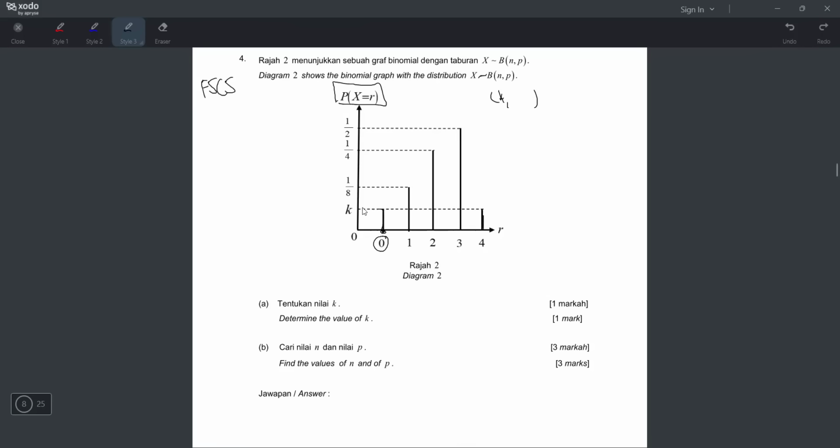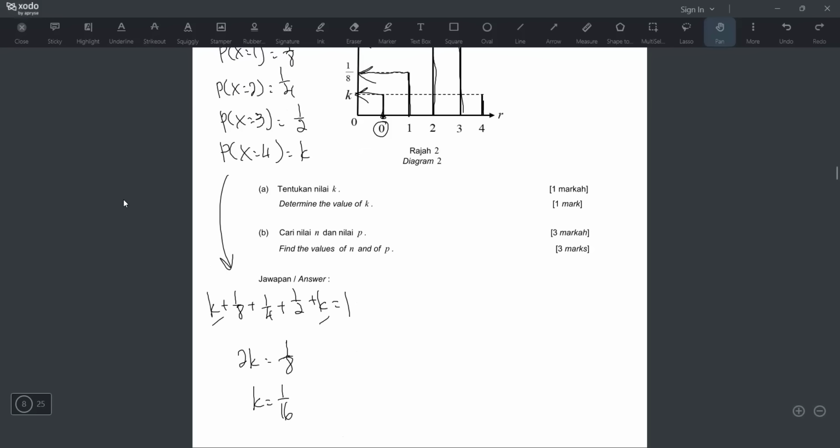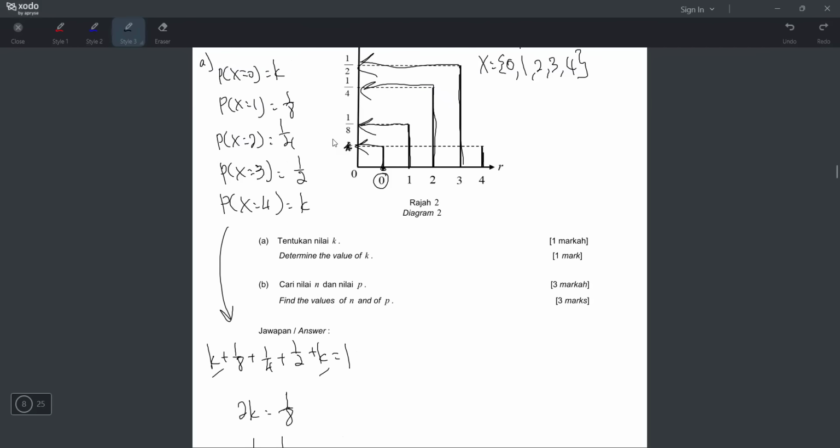To find K is actually very easy because the total probability for all of these would be 1. The probabilities for 0, 1, 2, 3, 4, all added together, should be 1. So I will take everything added together equals 1: K plus 1 over 8 plus 1 over 4 plus 1 over 2 plus K equals 1. K plus K is 2K. Then I take 1 minus 1 over 8 minus 1 over 4 minus 1 over 2, so I get 1 over 8, and then your K will be 1 over 8 divided by 2, which is 1 over 16. And that's the answer. I can put it here, 1 over 16.